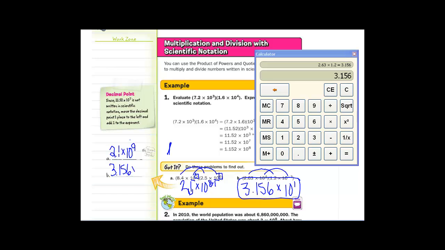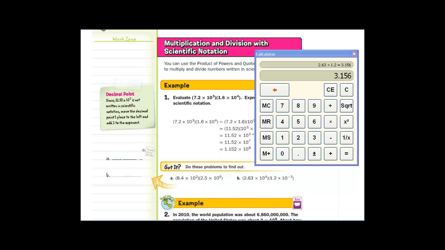3.156 times 10 to the first. So sometimes you will get lucky and get a number that's between 1 and 10 already. You don't have to do anything. If you get a number such as 21 or any number bigger than 10 or less than 1, you're going to have to do a little adjusting. Okay? So that was multiplying.